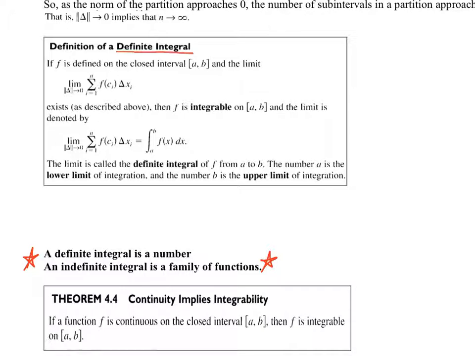When you are asked to find a definite integral, your answer should be a number. If you see integral from 3 to 5, your answer should end up being just a number at the end. An indefinite integral, however, is a family of functions. It's that function with the plus c at the end that we were working with before.